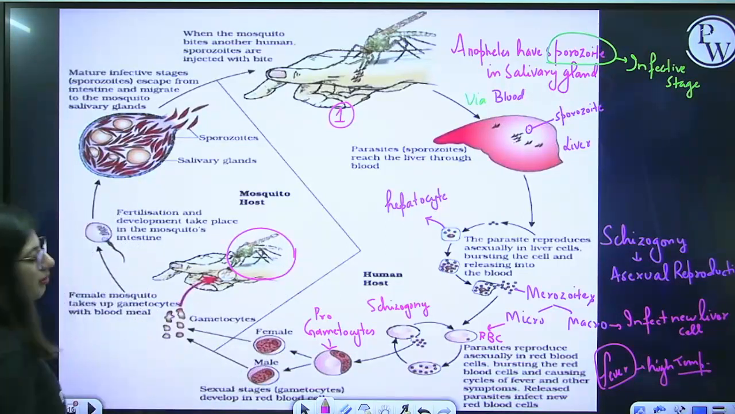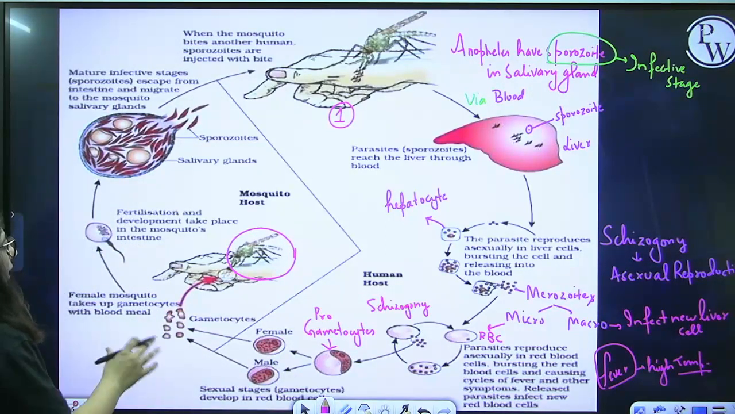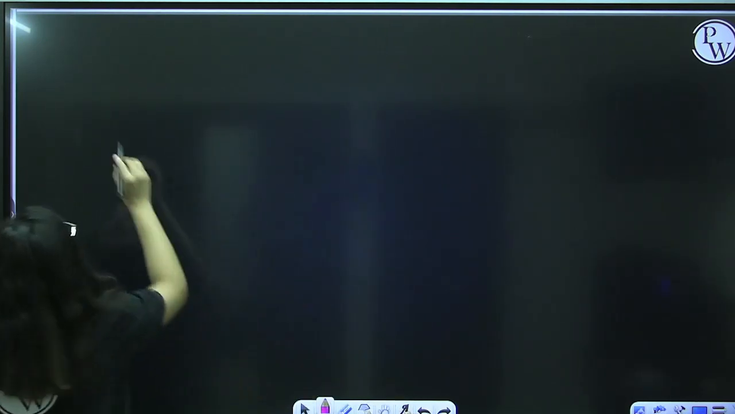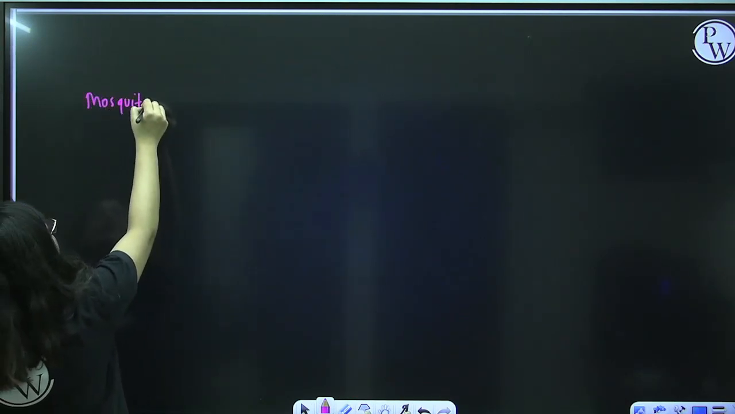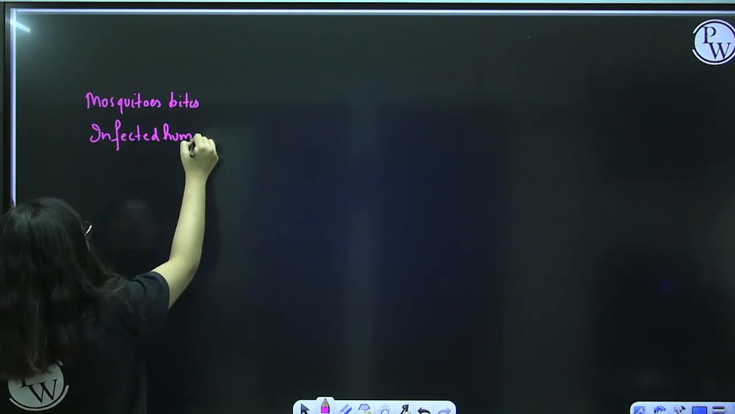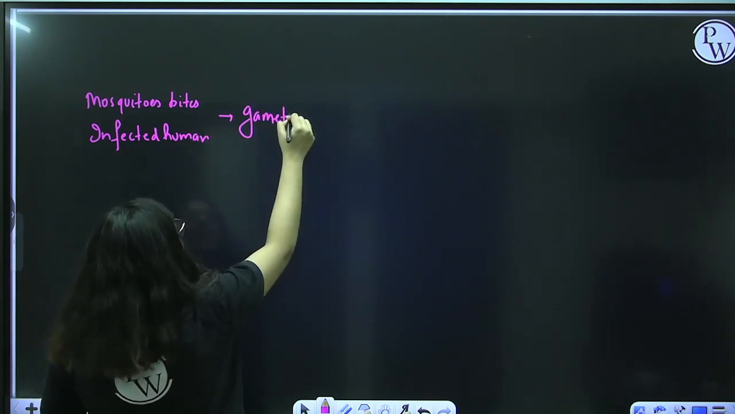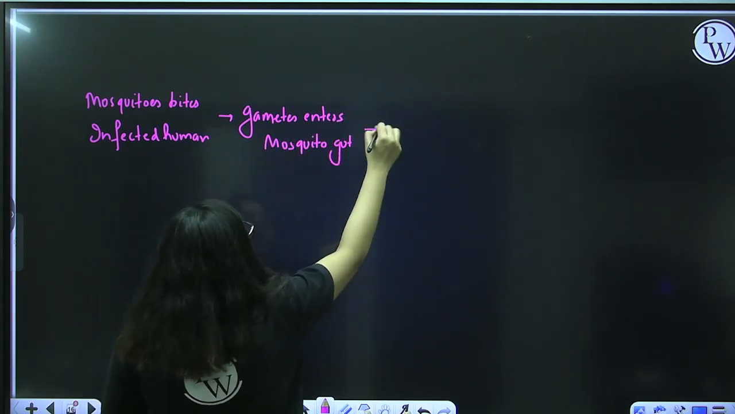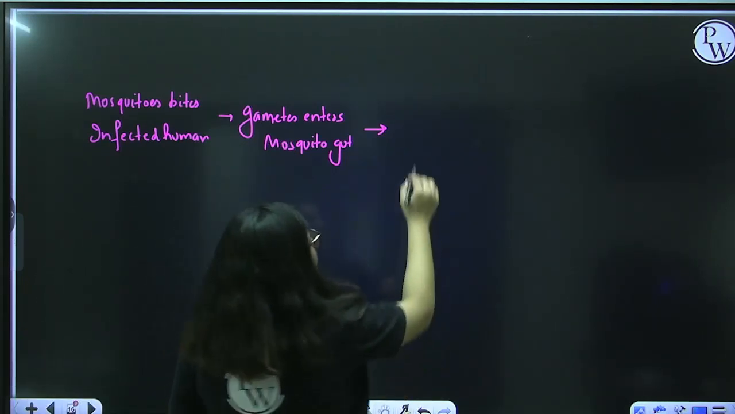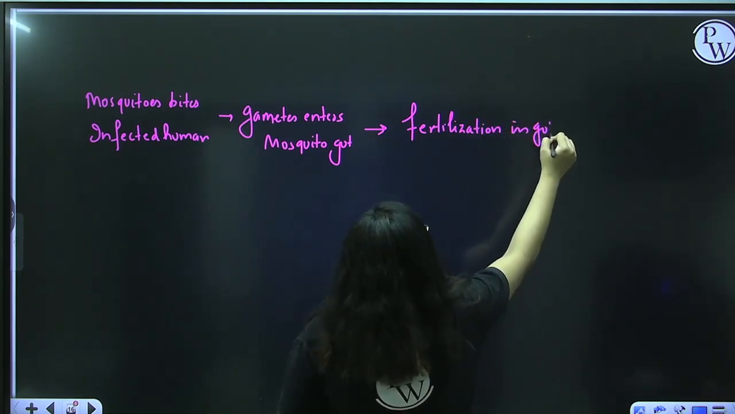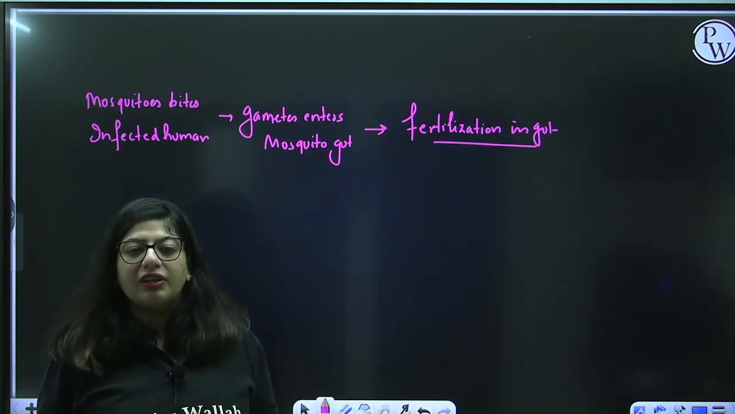So now the next mosquito bites. This mosquito will take up the gametes. Now what will happen next? This is the mosquito, right? The mosquito will drink blood. The next mosquito bites a human, which human? An infected human. Now what will happen? Gametes enter the mosquito gut, because it drinks blood and along with the blood the gametes enter the gut. Now what will happen? Fertilization. So if someone asks you where fertilization takes place, fertilization of the gametes takes place in the gut of the mosquito, right?